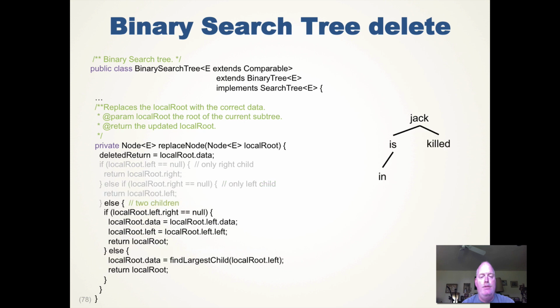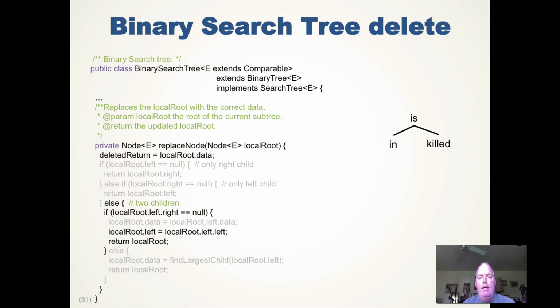Else, we have two children, and now we are searching for the largest node on the right of the left subtree. So local left right is null, so that means local left is the largest. So in this case, is is greater than in. We set Jack's data to left data. There we go, set to is. Then we set local left to left left by moving up that in. And then we return the local root, which is now modified, so we have gotten rid of Jack, and we return the modified subtree.